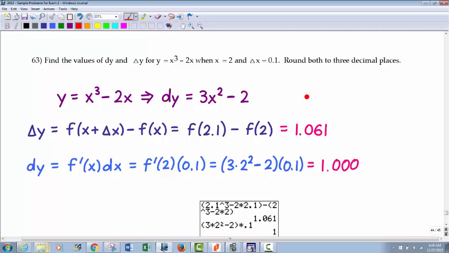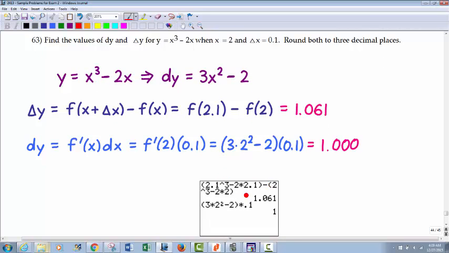Okay, so it doesn't matter which one you do first. Delta y is basically just f of x2 minus f of x1, or f of x plus delta x, where delta x can be negative. The function could be going back to the left. But here it's positive. So x is 2, delta x is 0.1, so 2 plus 0.1 would be 2.1. So f of 2.1 minus f of 2, so you see I did it right here in the calculator.